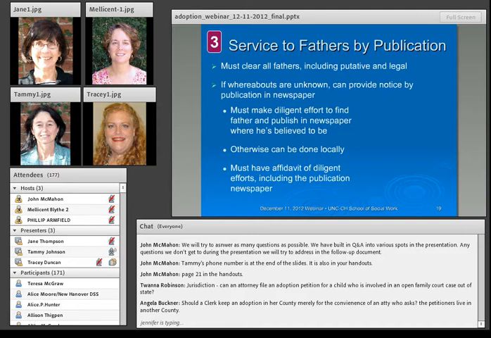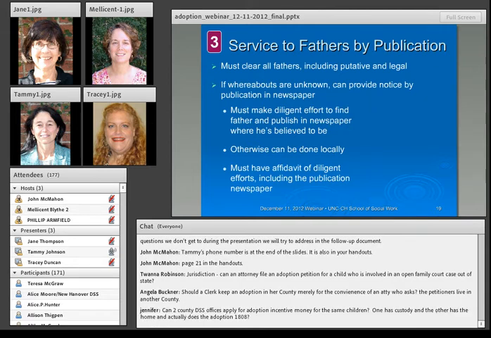It is, and for those of you who know me, we're going to talk about service to fathers by publication. This is a pet peeve of mine because there are so many issues, and the reason we have to send cases back is we don't clear all fathers. I know it's a tedious thing to do sometimes, and attorneys are kind of reluctant to do it also.